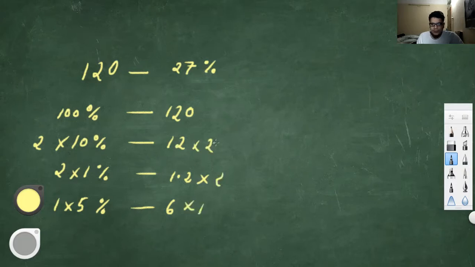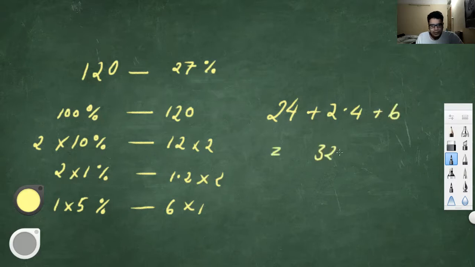So how much is 12 into 2? 12 into 2 is 24, right? Plus, we'll add them, so plus 1.2 into 2 is nothing but 2.4, that is 2%, and 5% is 6. So add them up, what do we get? 32.4. And that's your answer. And it was so easy and quick.